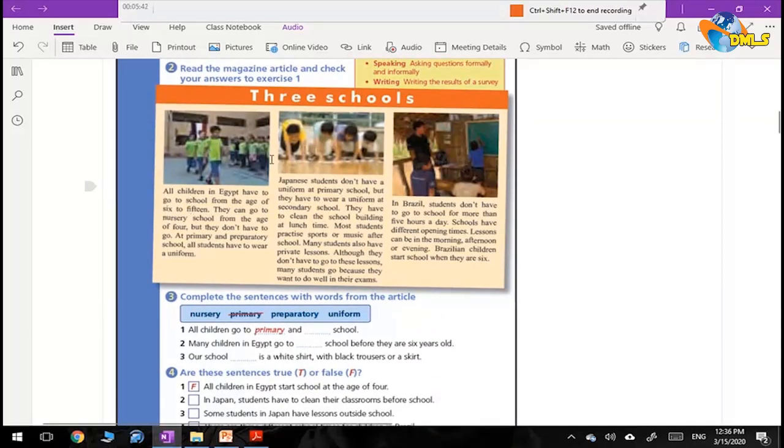We have 3 schools and 3 pictures discussing certain parts about these 3 schools. One of them is in Egypt, right here. 3 students are walking in a line, and another picture is about students doing something, and I think they are wiping the floor or so. And another school looks like a primitive part of the world, and that's Brazil. Now, let's go ahead and read the 3 texts and then answer the questions.